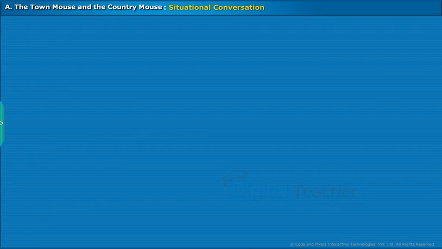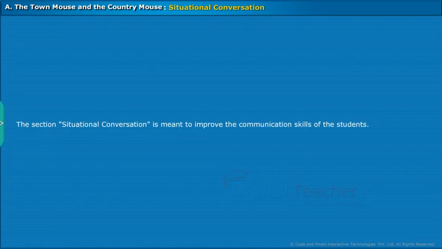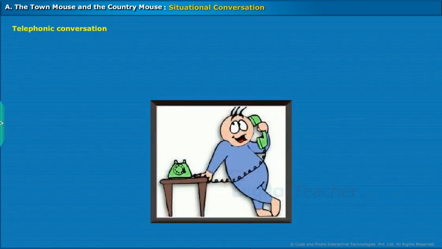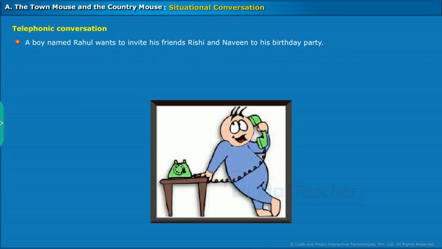Situational conversation. The section Situational Conversation is meant to improve the communication skills of the students. In this section, we will observe how to communicate over the phone. Telephonic conversation. A boy named Rahul wants to invite his friends Rishi and Naveen to his birthday party. Listen to the telephonic conversation.